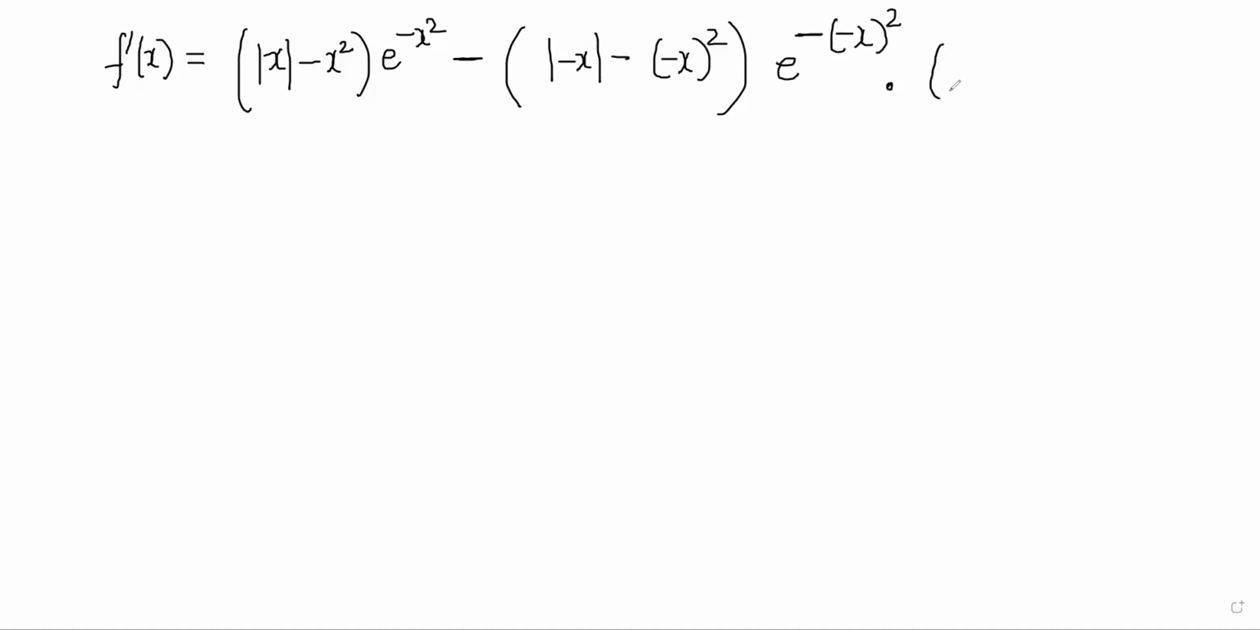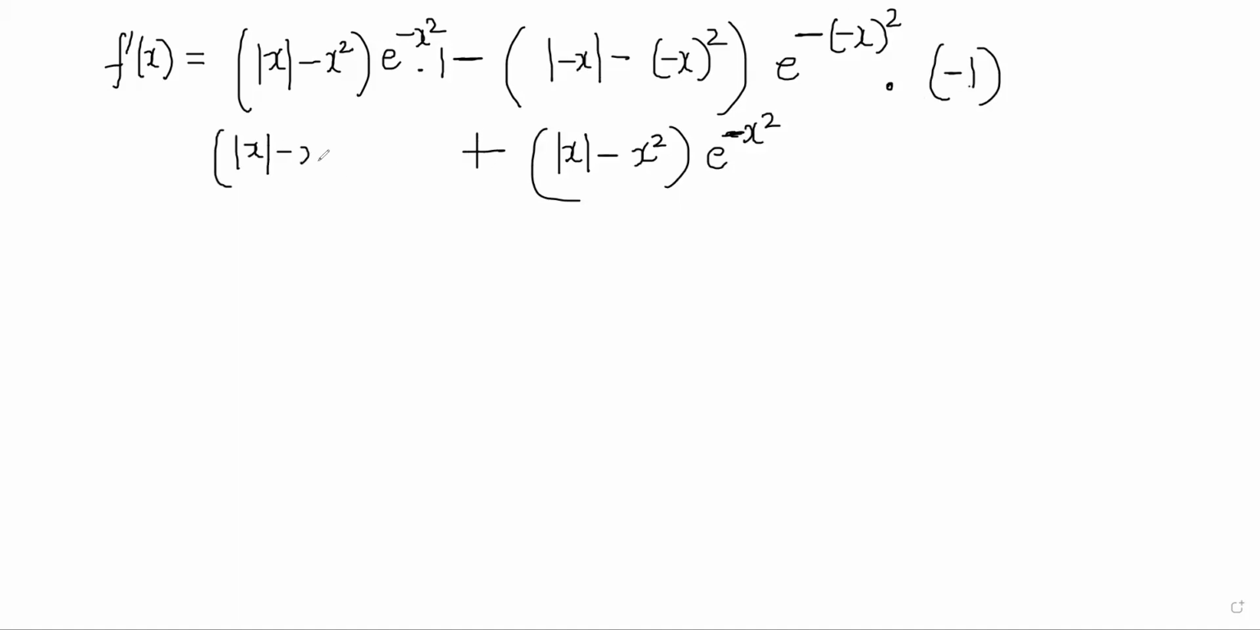minus, for the lower limit, you'll put (|-x| - x²)e^(-x²) multiplied by the derivative of -x, which is -1. This part was easy because you were multiplying it with the derivative of x, which was 1. If you simplify this, you should realize that |-x| is the same as |x|. This is the same as x². And this part is also e^(-x²) itself. But this -1 makes it a plus. So you have the same term appearing twice here.